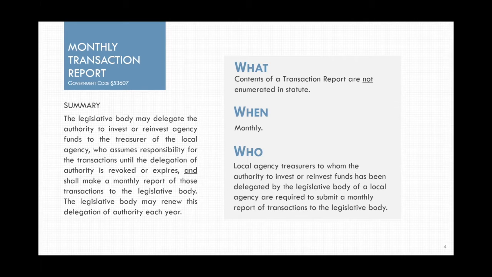One of the most commonly asked questions of CDIAC is about the content of the monthly transaction report. Unfortunately, the code in this instance does not provide details about the contents of this report. So CDIAC recommends that an agency take a plain read of the code and develop the information that your agency feels is appropriate to meet this reporting requirement. Keep in mind, your governing board can request specific information to be included in the report. Another option for a local agency is to reach out to see how their peers are handling this requirement.